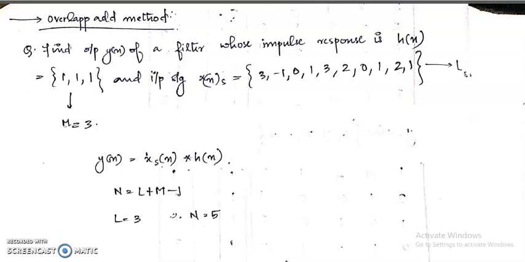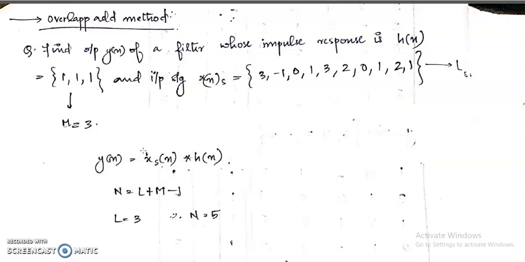When we check the input sequence, we know that it is a long sequence. So here we go for the overlap add method or the overlap save method. We already discussed the overlap save method. Here we discuss the overlap add method, since the input sequence is a long duration sequence. We know that the output y of n is equal to x of n convolved with h of n.